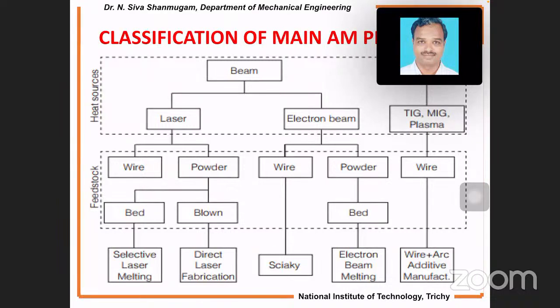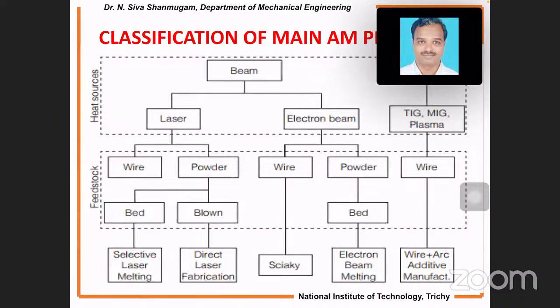I am going to show one video where the powders are placed on the table according to the thickness of the layer. The table moves along the negative Z direction and the laser scans the image available in the software. It melts the powder, and upon solidification you get the component. The blown technology uses the coaxial nozzle. That is called DLD, directed laser fabrication, or directed energy deposition, DED.